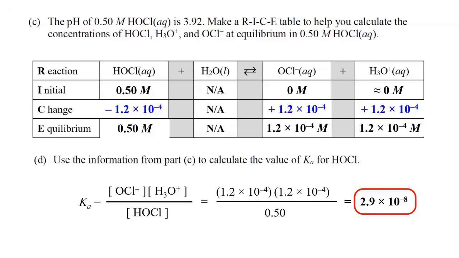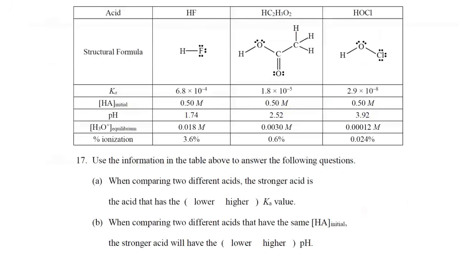Let's move on to the next question in the packet, which is question 17. What I have done on this slide is show you a table in which each of these acids, hydrofluoric acid, HF, acetic acid, HC2H3O2, and hypochlorous acid, HOCl, have been written for you with the Ka values. So we have 6.8 times 10 to the negative 4, 1.8 times 10 to the negative 5, and the number that we just got for hypochlorous acid, 2.9 times 10 to the negative 8.